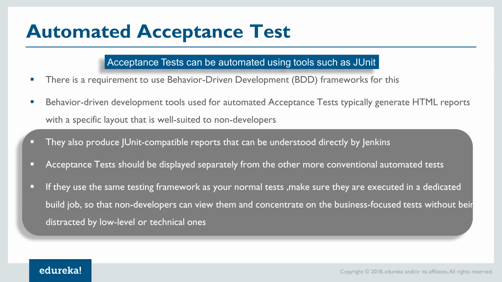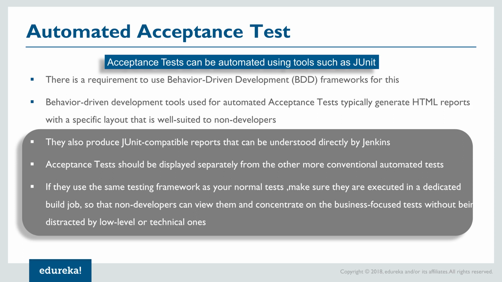So all the other tests such as unit testing, regression tests, integration tests, all of them should be treated separately, and the acceptance test should be treated separately. That's what we mean by this statement. If you're using the same testing framework as your normal tests, such as, let's say you're using the same framework for acceptance tests as well as your integration and regression testing, you need to make sure they are executed in a dedicated build job so that non-developers can view them and concentrate on the business-focused tests without being distracted by low-level or technical ones.